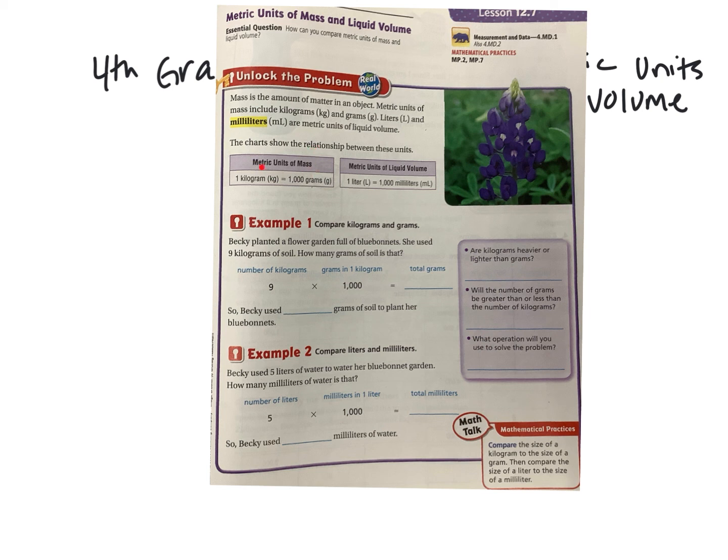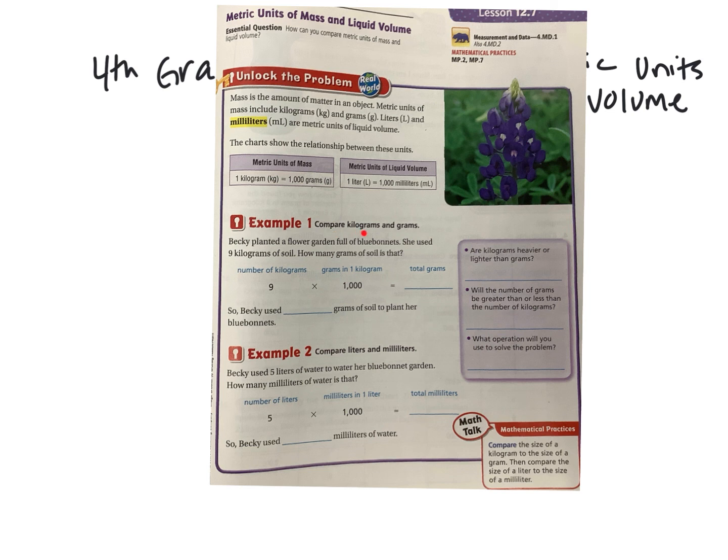For metric units of mass, 1 kilogram, kilo really means thousand as a prefix, is 1,000 grams. And for metric units of liquid volume, 1 liter is 1,000 milliliters. So we would take 1,000 milliliters to build 1 liter.